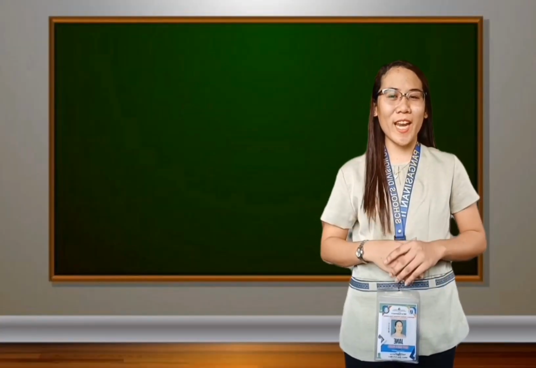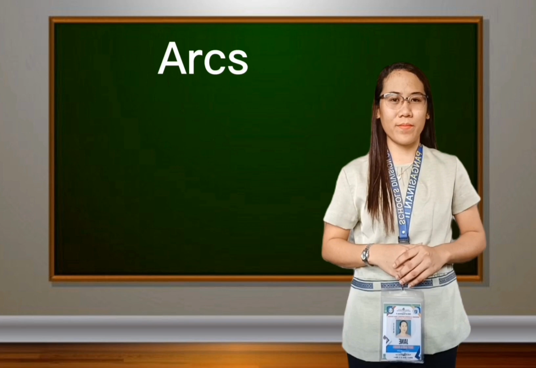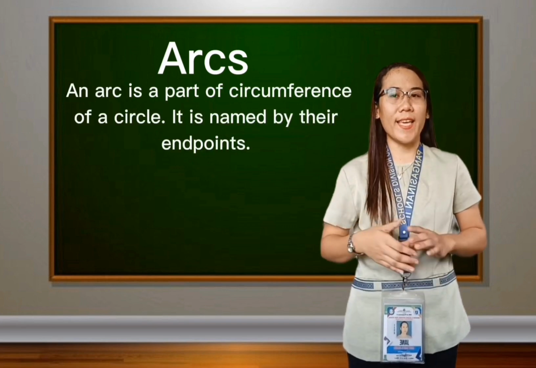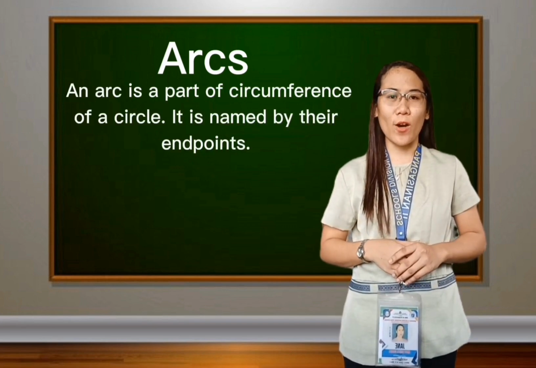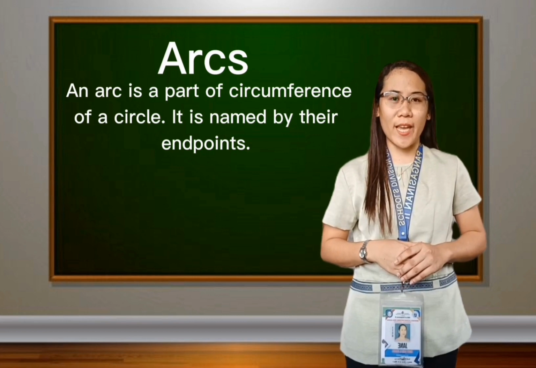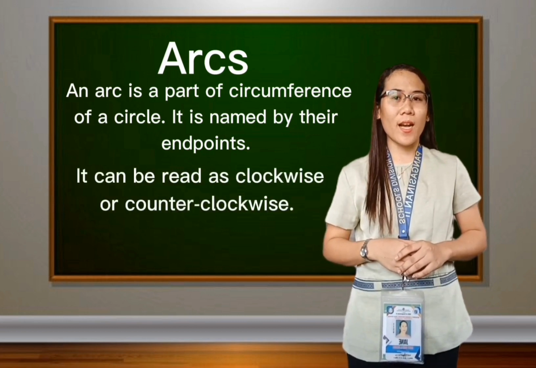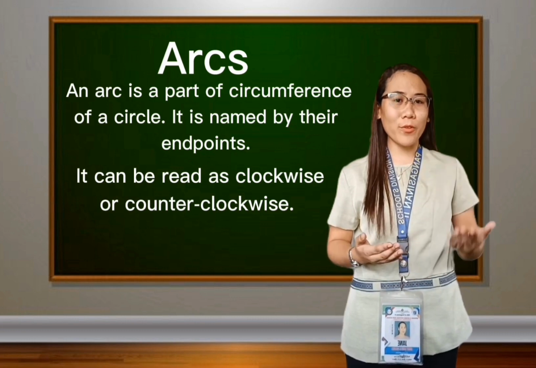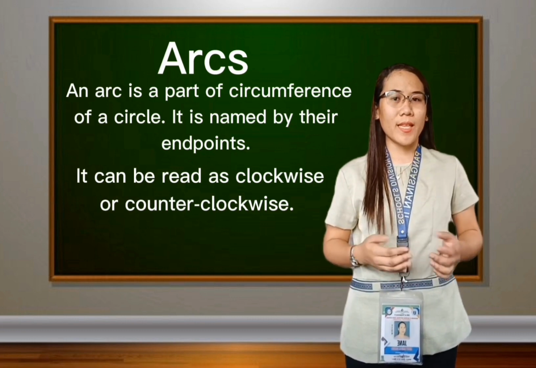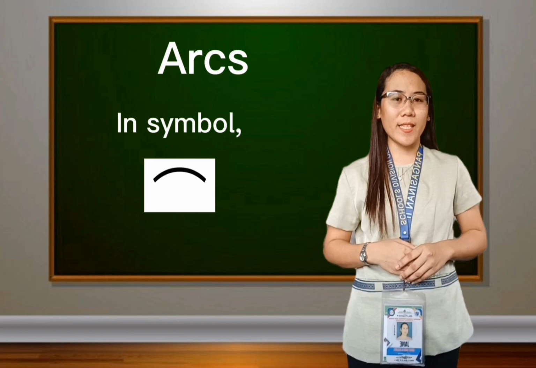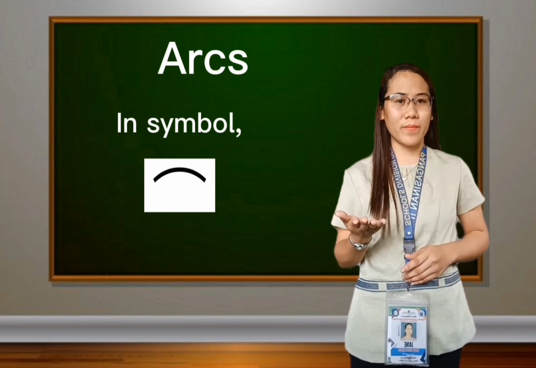The fourth one is the arcs. An arc is a part of the circumference of a circle. It is named by its endpoints and it can be read as clockwise or counterclockwise. The symbol for arc is this one.